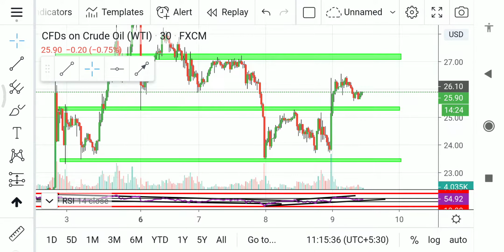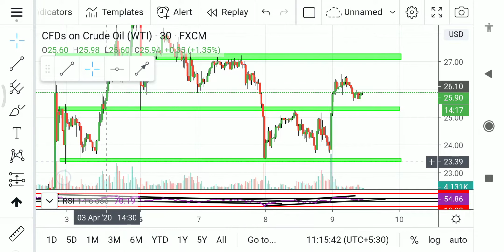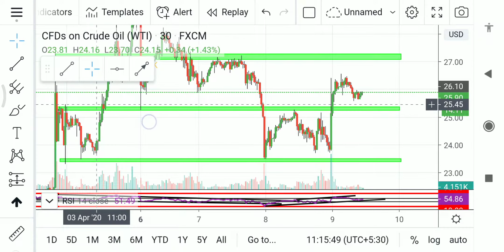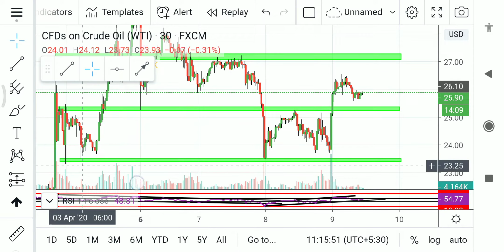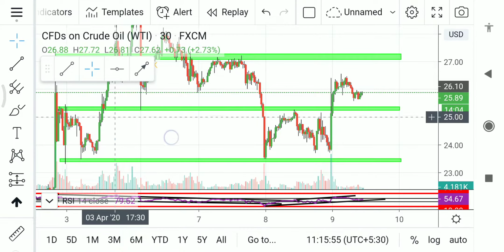Like I said yesterday in the video, 23.50 will act as a strong support. If it closed below that, we can see the first cross here. It took support and went all the way till 25.30. Then again it came down and retested and then broke, and then it went up.